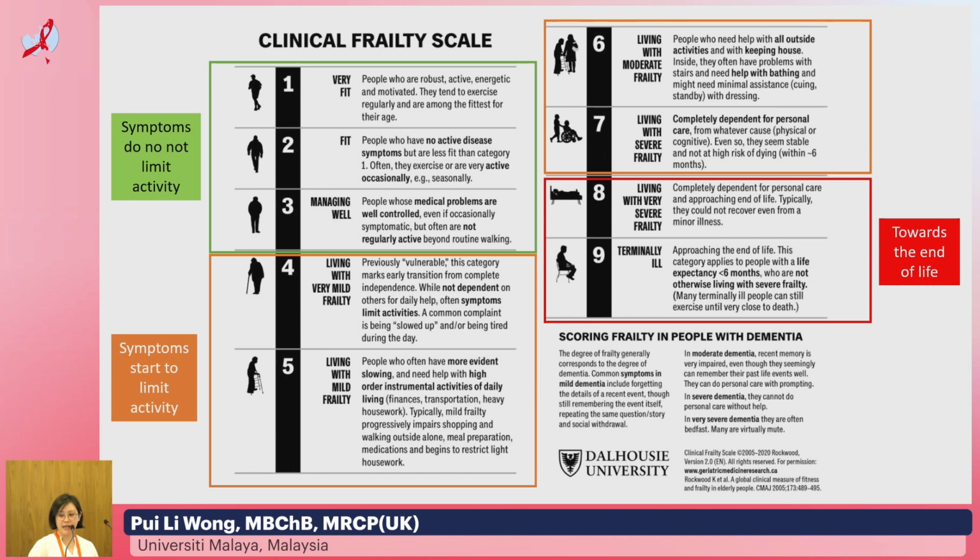And for 8 and 9, these patients are normally towards the end of life. Okay, so they're living with very severe frailty or they're terminally ill. For the purpose of this session, I'm not going to focus on the 8 and 9, because I think most of us are able to detect someone who's towards the end of life. And most of us will have a challenge figuring out between the scale of 1 to 7, where does this person lie?